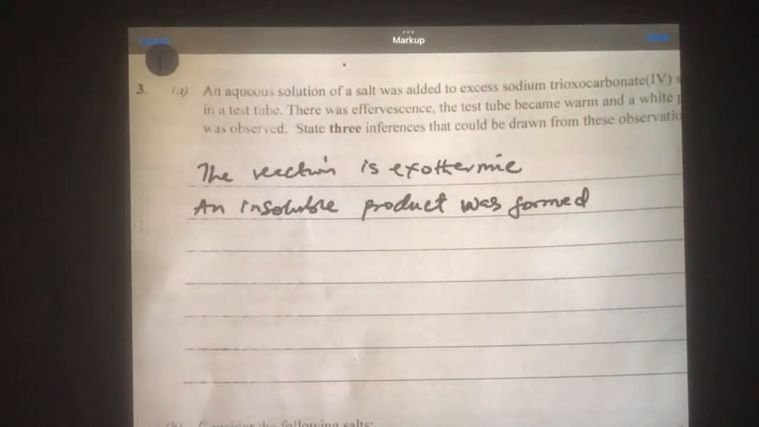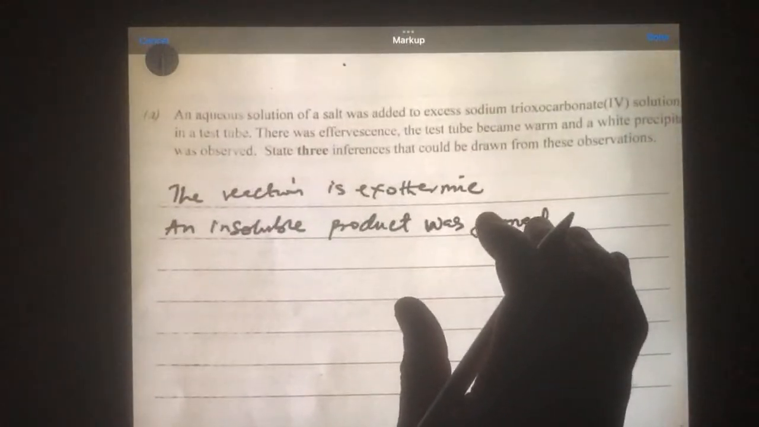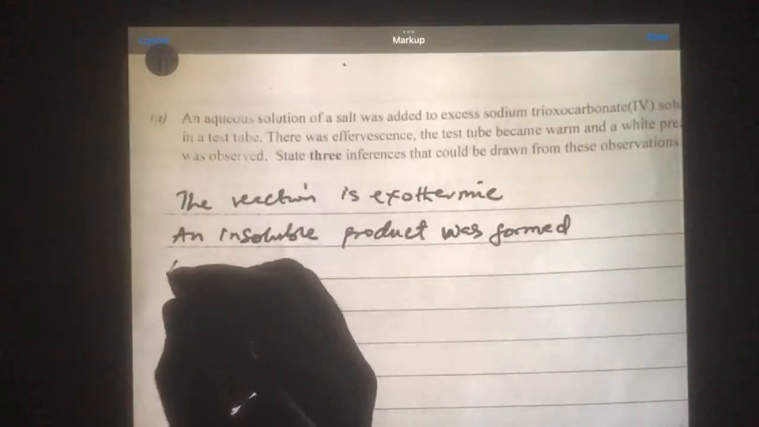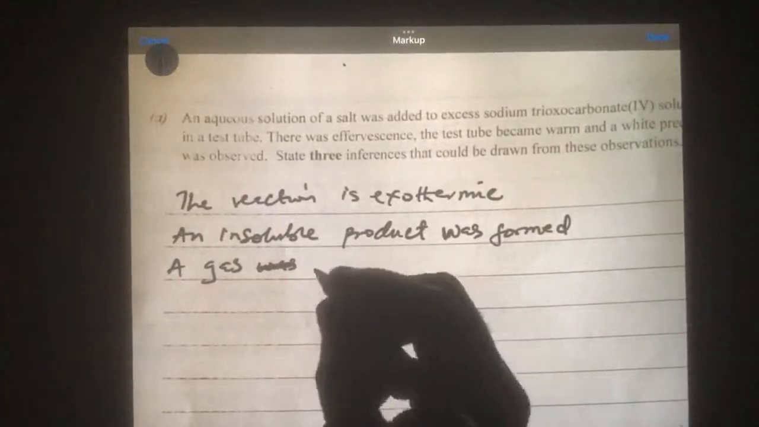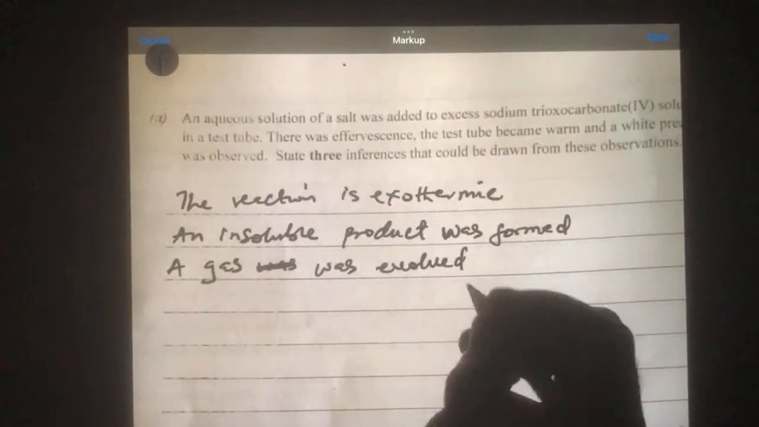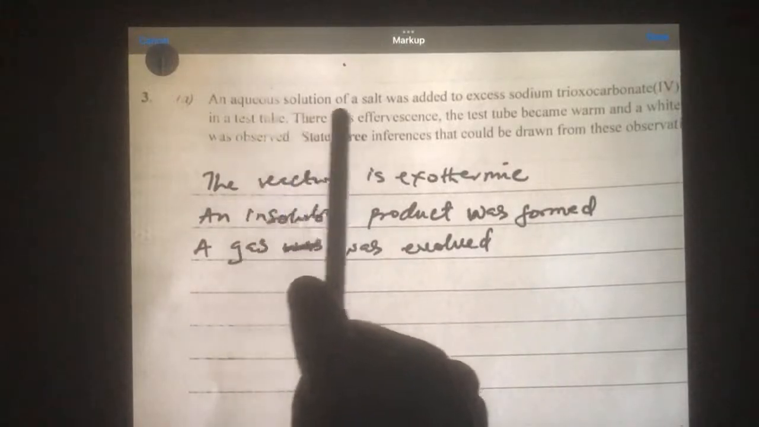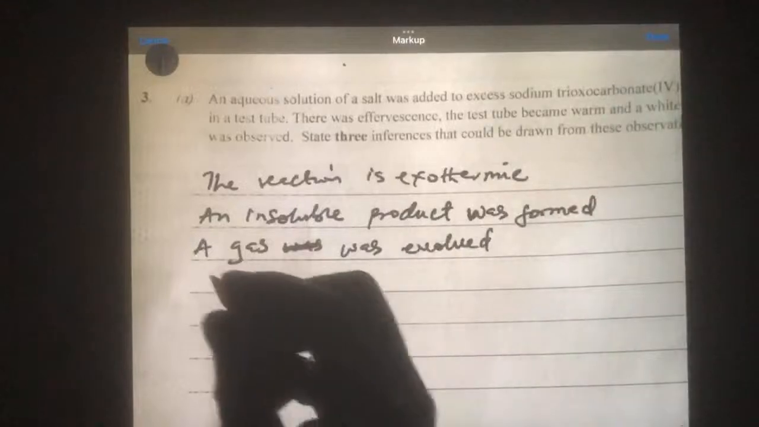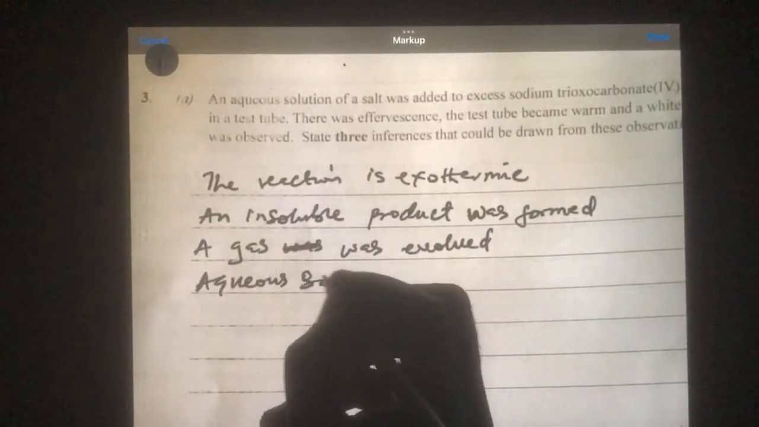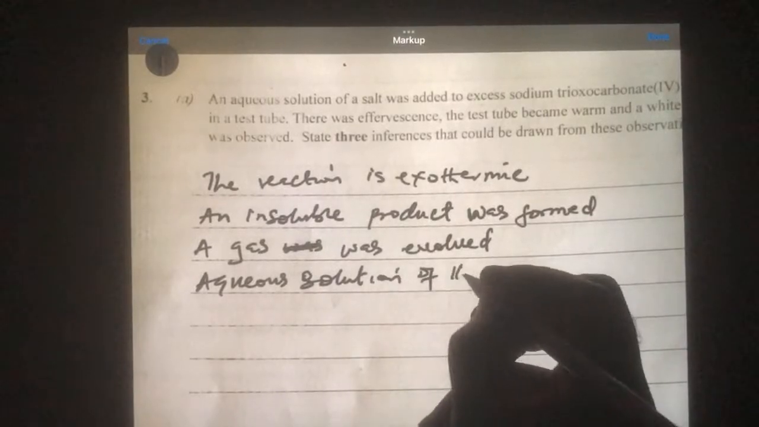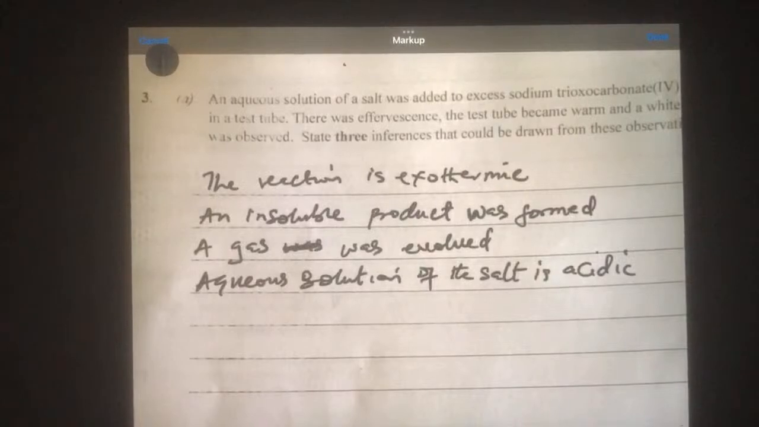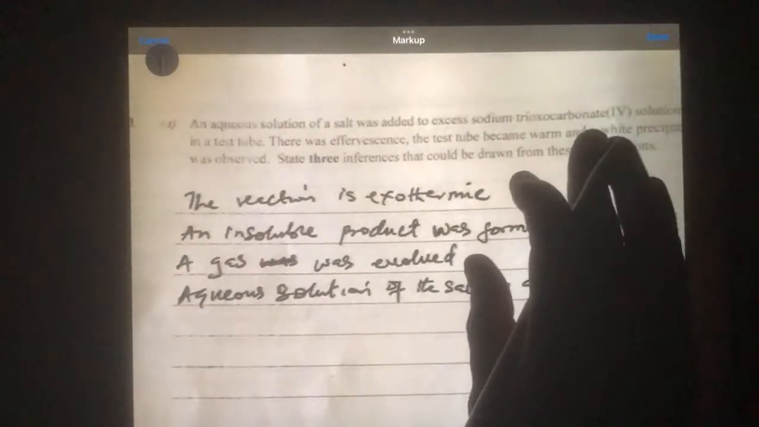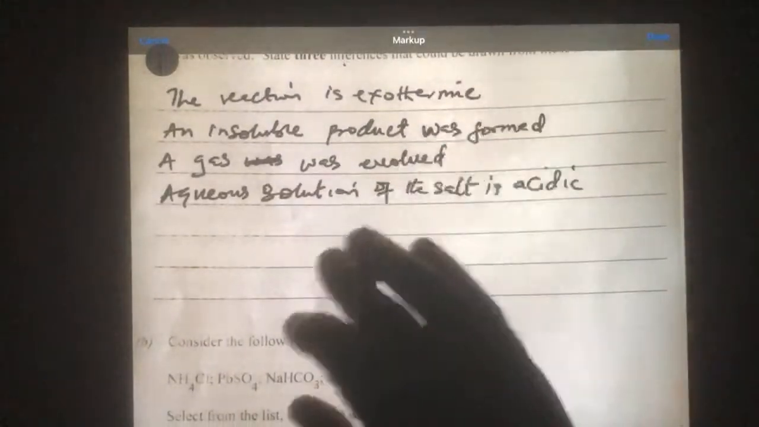Then what other thing is there? It also indicates that a gas is evolved. Since effervescence occurred, it also shows that a gas, or just say gas, was evolved. A gas was evolved. Yeah, I think it's correct. Why? Because of the effervescence. And then the aqueous solution of the salt is acidic, likely. Okay, you might say the gas turns lime water milky, so carbon dioxide, but they didn't actually mention that. But these are it, you choose any of these three here.